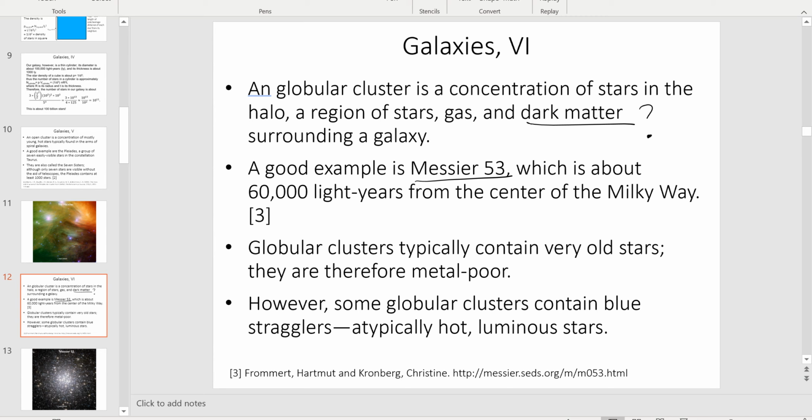I'm going to get to the metallicity of stars a little bit later. For now, I just want you to put this in the back of your mind. We'll talk about which stars have more metals than others a bit later.